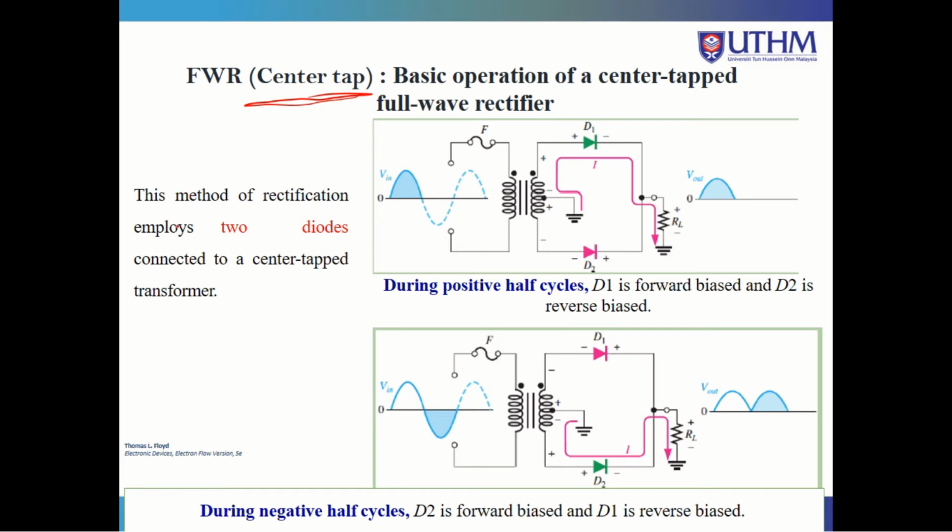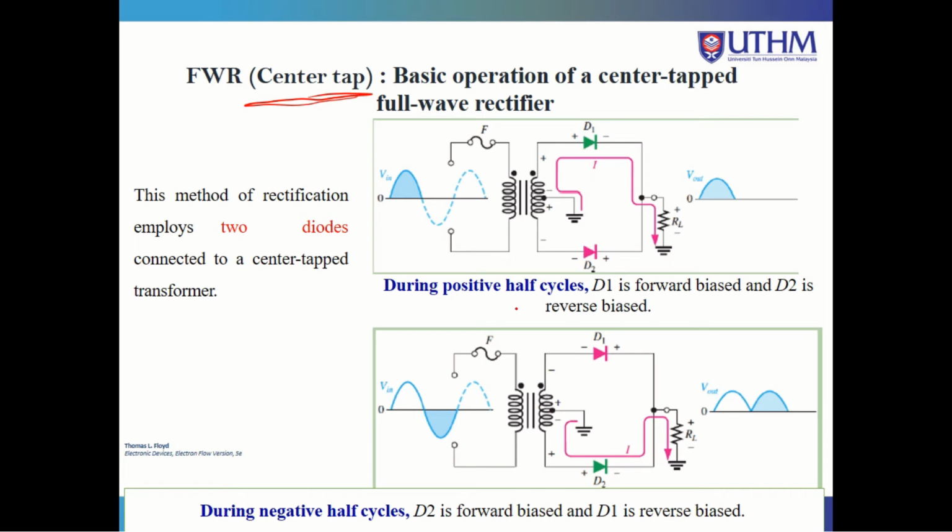This method of rectification employs two diodes connected to a center tap transformer. Okay, untuk half wave tadi kita cuma ada satu diode je kan? Satu diode kan? Sini tak ada kan? Sini short kan? Tapi untuk full wave dia ada dua diode. Dekat atas satu, bawah satu. So dia punya connection dia macam inilah.